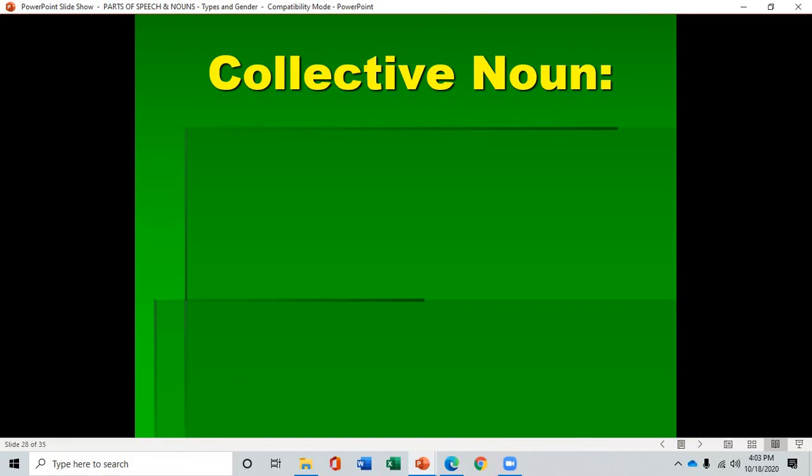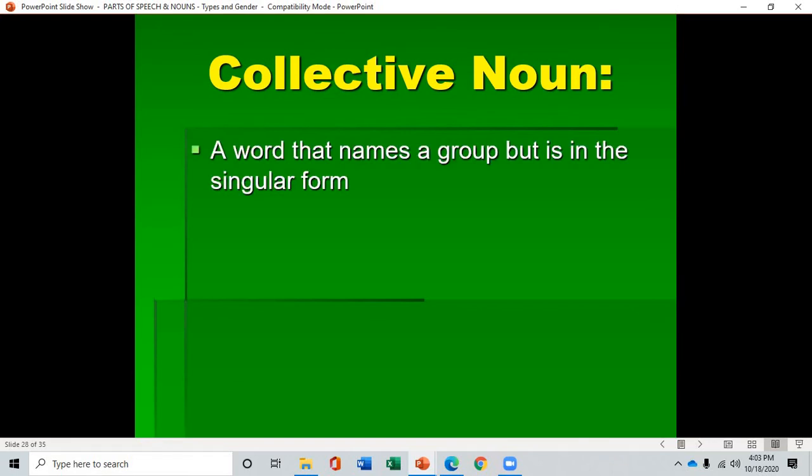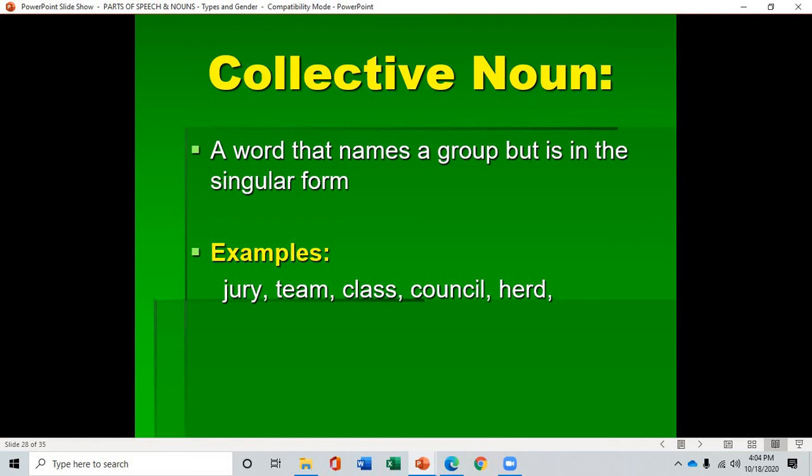Okay, now let's go to collective noun. Ano nga ba yung collective noun? So, collective noun is a word that names a group but is in the singular form. Pag sinabi natin singular form, it's only one. It's considered as one. Okay? Example, jury, team, class, council, herd.